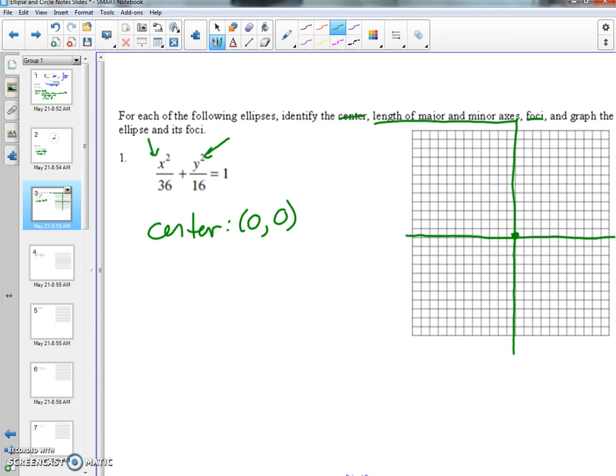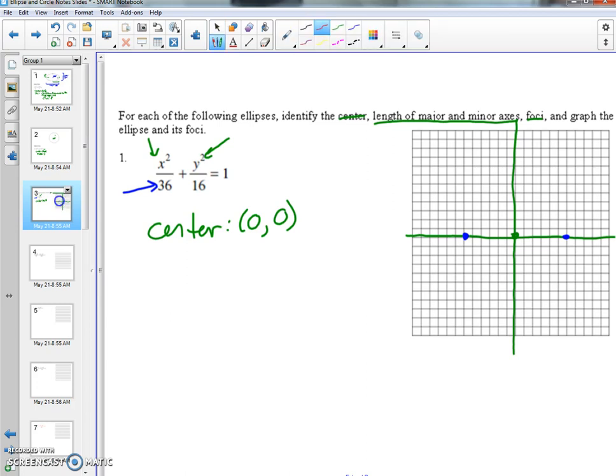All right, so next, the number under the x is going to tell me how much to move left and right. So I take the square root of that number. The square root of 36 is 6, so I'm going to move 6 horizontally, so 6 left and 6 right, both horizontal.